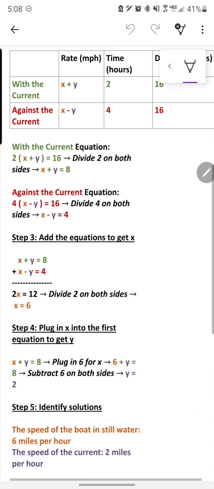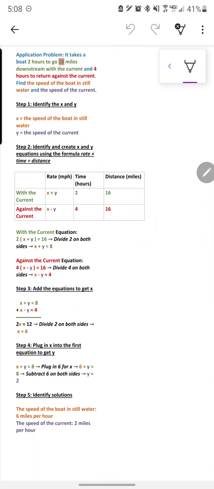Alright, so now we know the speed of the boat in still water is 6 miles per hour, which is our x right over here, and the speed of the current is 2 miles per hour, which is that y over here. And those are the solutions to this week's problem.